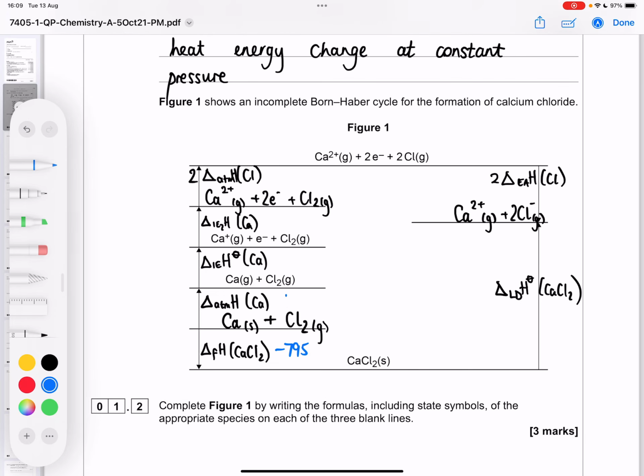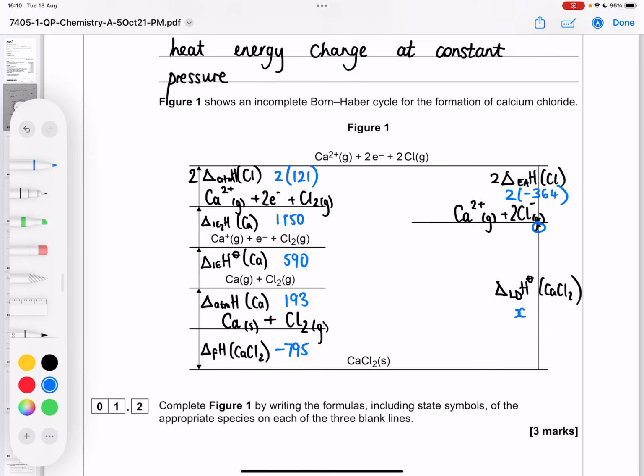Then we atomized it, 193. Now we've got to do first ionization energy, 590, and second, 1150. And then we want 2 times, because we're making 2 chlorine atoms, so 2 times the atomization of chlorine, and 2 times the electron affinity. And again, it's a down arrow, so it's minus. And we're trying to find X, this arrow here. Now you can use different methods. If you've learnt the method that formation is all the others added up together, you need to be careful on this one because this is dissociation.